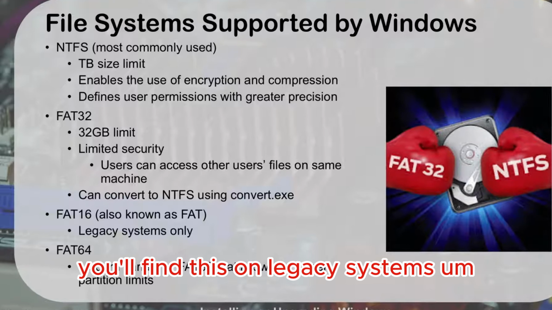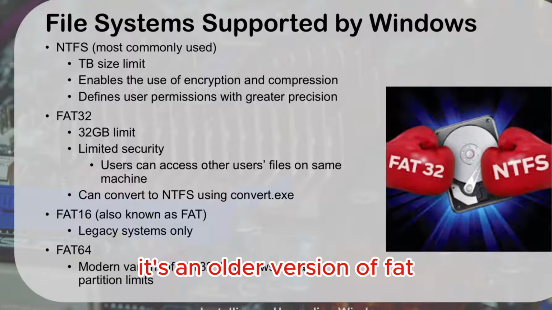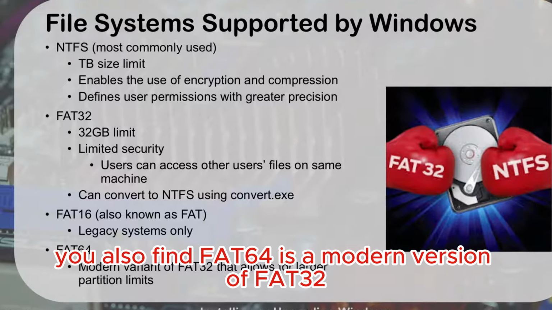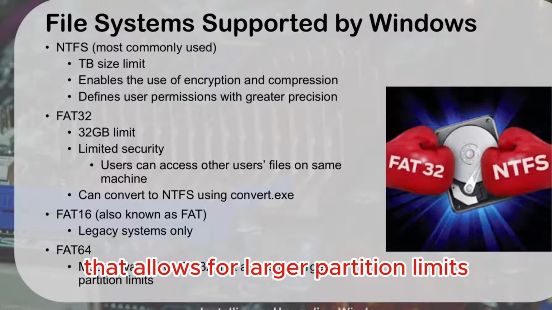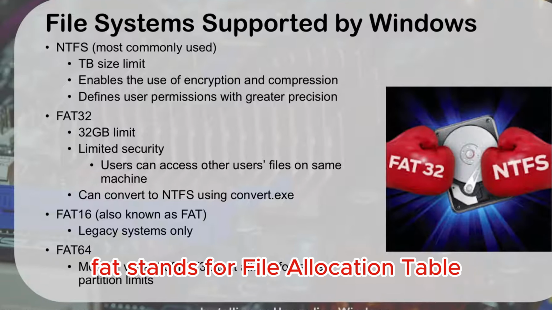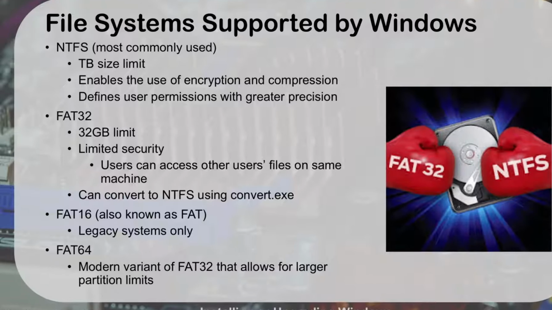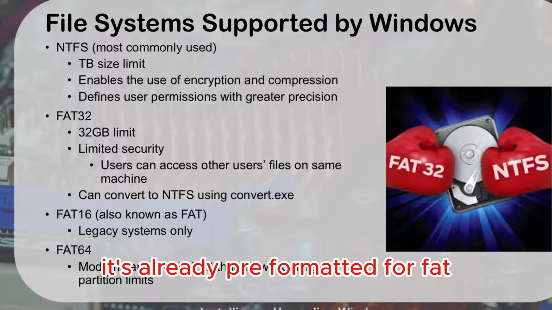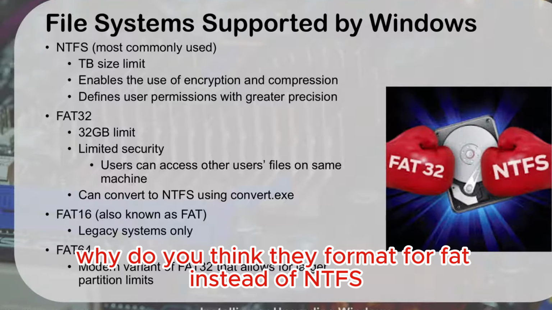FAT16, you'll find this on legacy systems. It's an older version of FAT. And then you'll also find FAT64 is a modern version of FAT32 that allows for larger partition limits. FAT stands for File Allocation Table. That's where it comes from. If you have a thumb drive and you buy it from the store, it's already pre-formatted for FAT. Why do you think they format for FAT instead of NTFS?